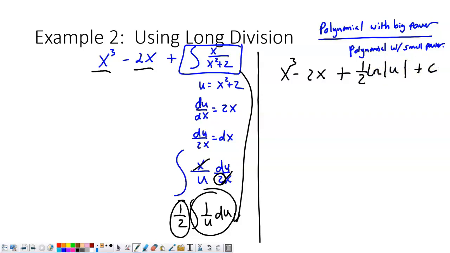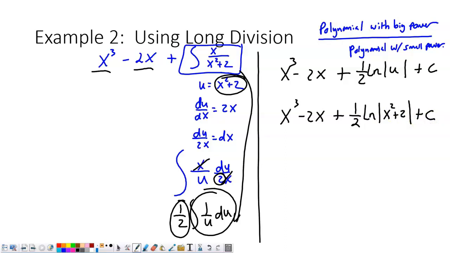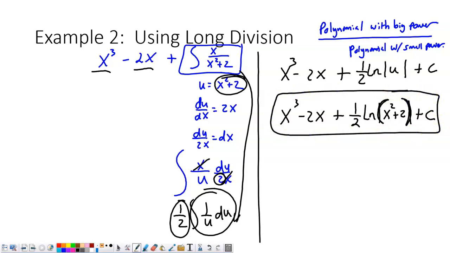We're almost done. We just need to replace the u with what u equals. And in this case, do we need the absolute value bars? The answer is no, because we have a square plus 2. And that will always be positive. So you could also write it like this. And then we're done. Okay?